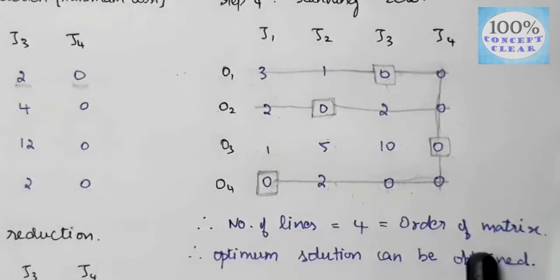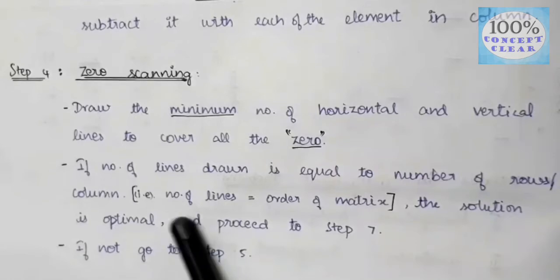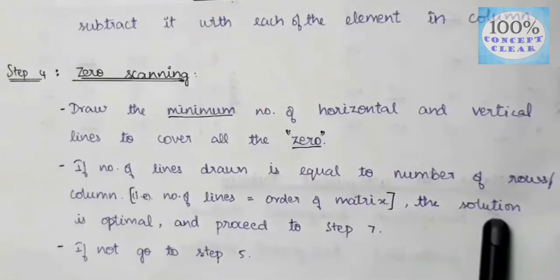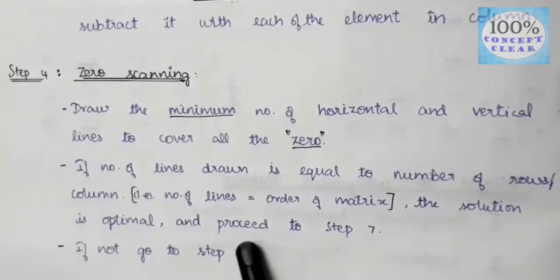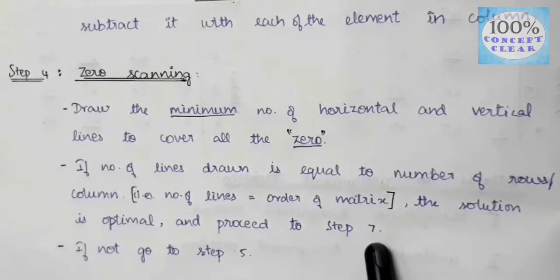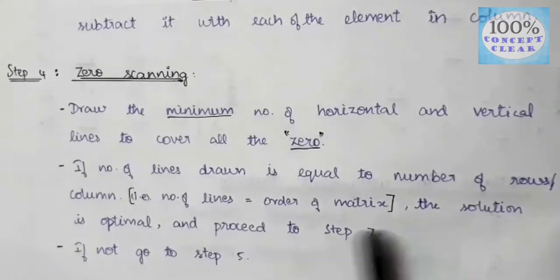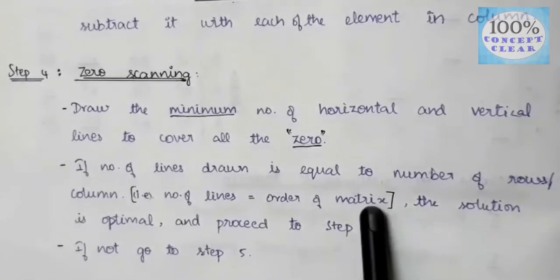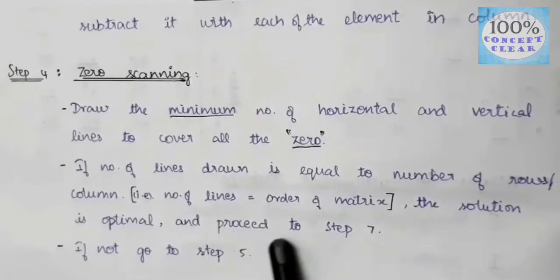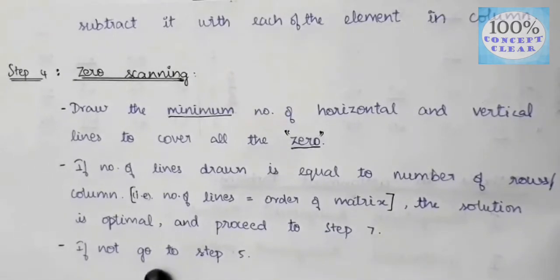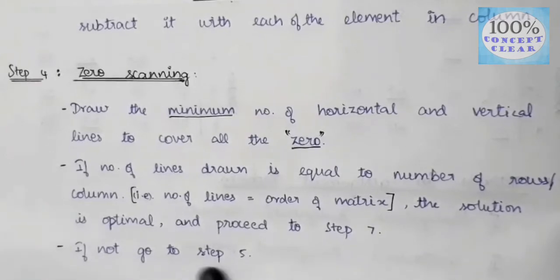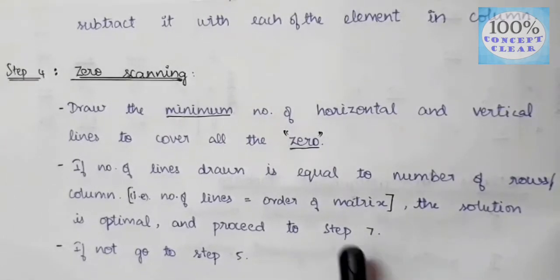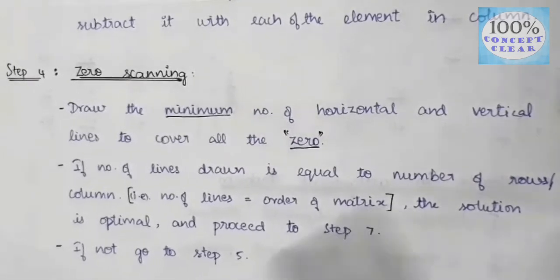Now we completed the step 4. Now check what is next step. If number of lines is equal to order of matrix, the solution is optimal, and proceed to step 7. If not, go to step 5. Now our number of lines and order of matrix are equal. So we are going to step 7. If not, we should go to step 5. I will do this in a separate video. Now we can proceed to step 7.